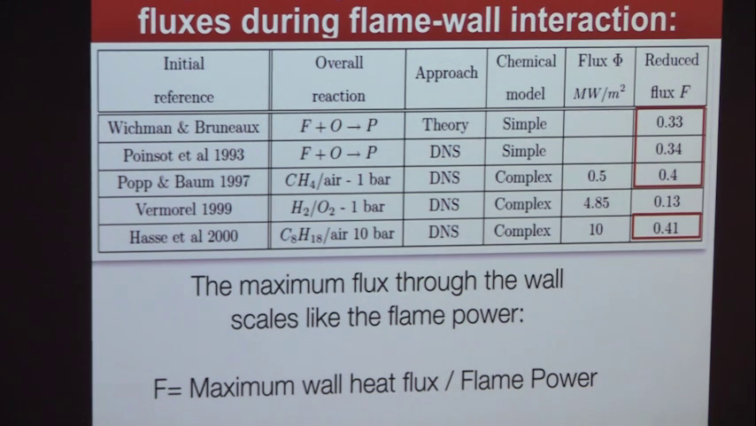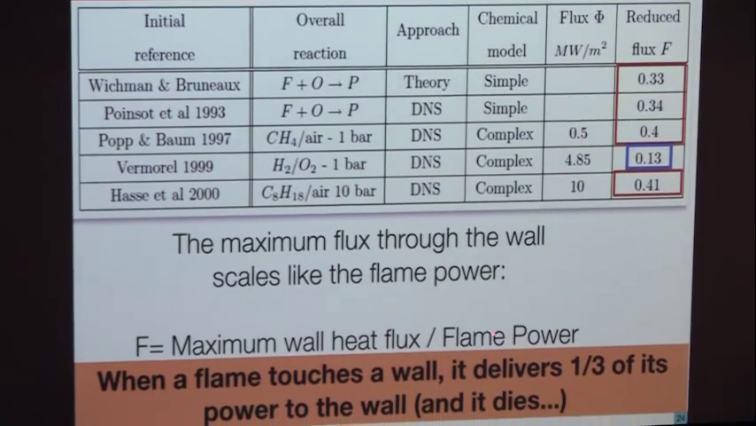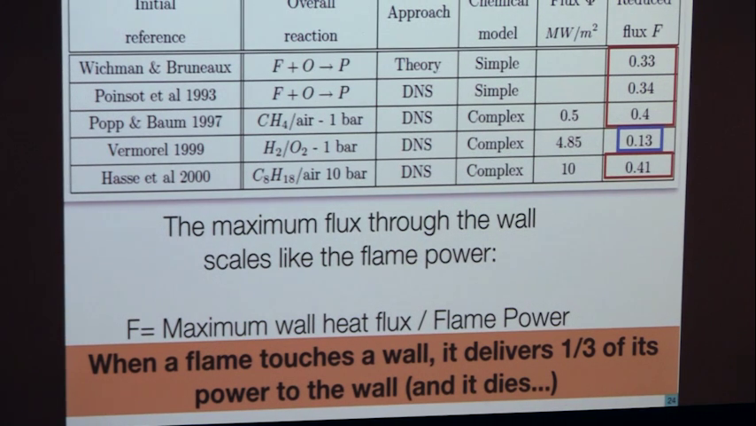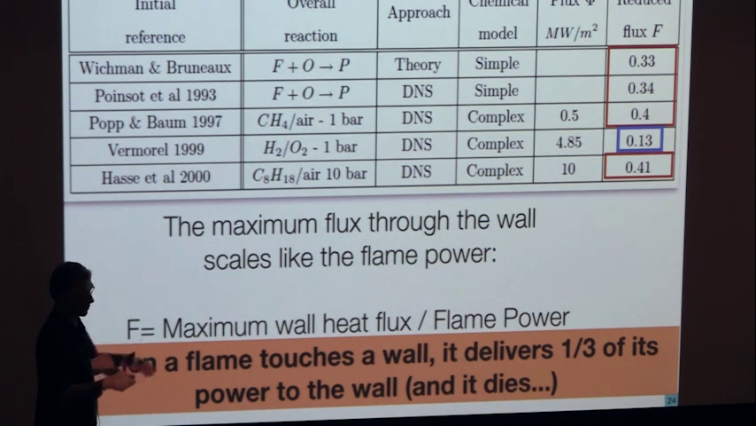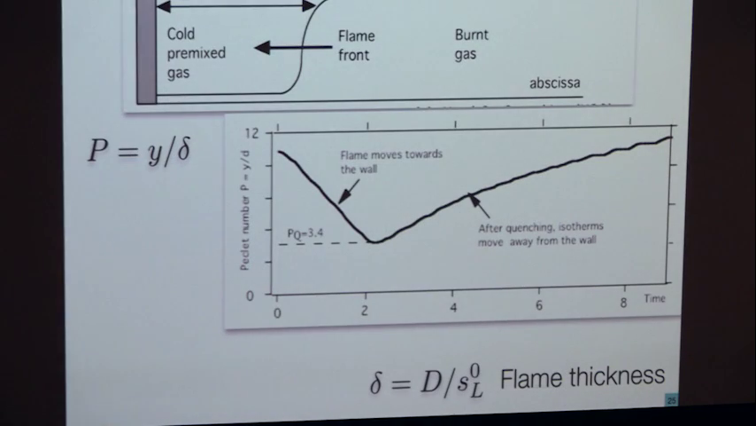Now, what that really means is that when the flame touches a wall, it delivers about 1/3 of its power to the wall, and then it dies. And so you can keep this order of magnitude in mind, even if you don't know, this kind of tricky thing to do, to show off a little bit. Give me your flame, I can tell you the maximum heat flux that any wall can receive because of this flame. And you see that the measurements actually agree pretty well. Of course, when you increase the pressure, the power will go up, and these numbers will go up.